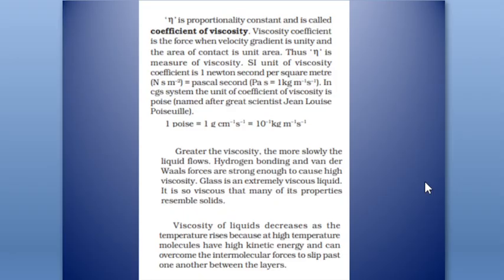The greater the viscosity, the more slowly the liquid flows. Hydrogen bonding and van der Waals forces are strong enough to cause higher viscosity. Glass is an extremely viscous liquid, so viscous that many of its properties resemble a solid.